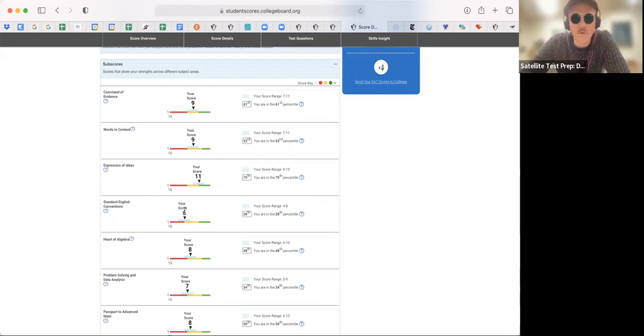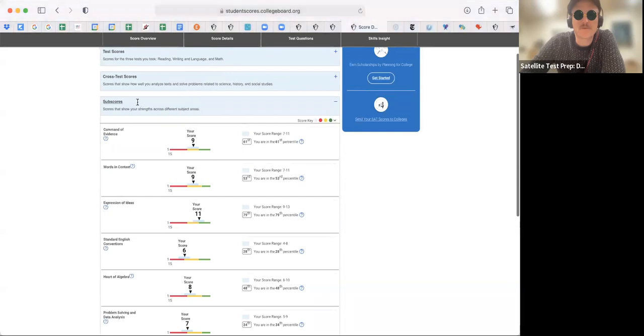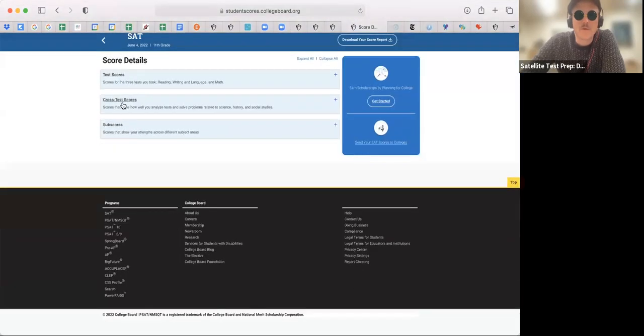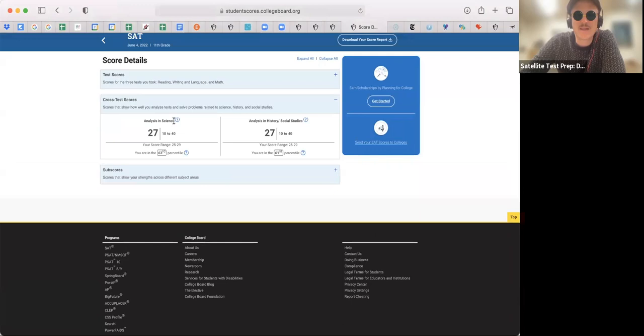The first 4 are from the verbal section. They have to do with reading and writing. And the bottom 3 have to do with math: heart of algebra, problem solving and data analysis, and then the more advanced math. So this student has kind of a well-balanced math score, 8, 7, 8. Nothing particularly stands out, although it would be nice to see those scores higher in general. So that's subscores.